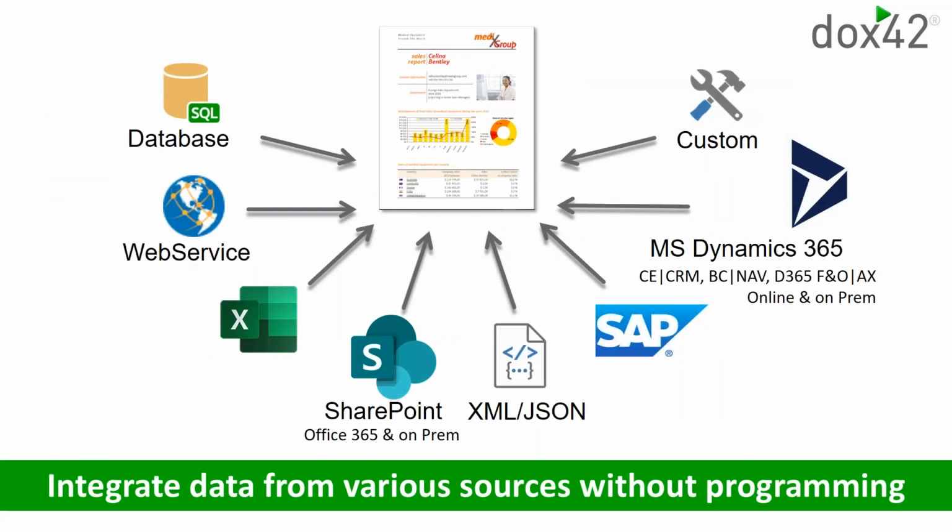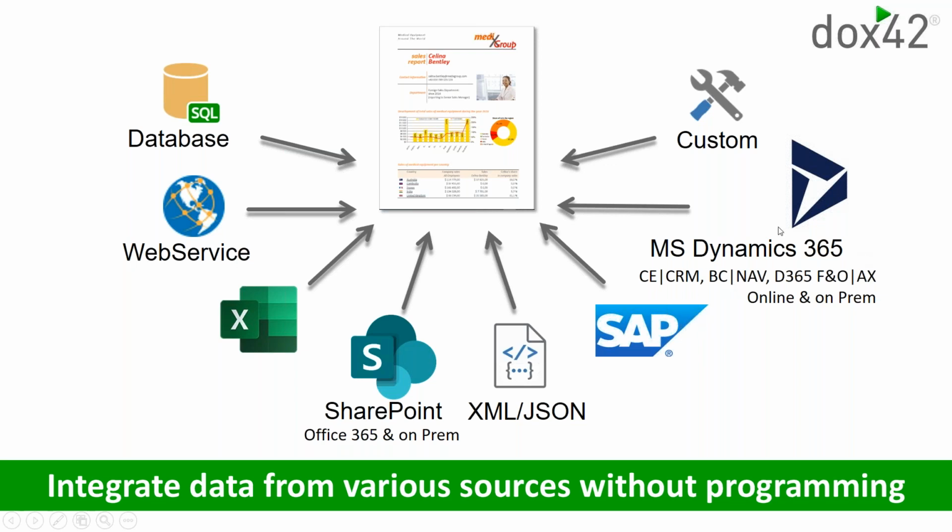This slide gives you a quick overview of what kind of data we can connect out of the box. Of course, all the SQL databases can be connected. Docs42 is also a web service, so we can connect to web services. Excel as a data source, of course SharePoint, and here it doesn't matter if it's on-prem or online. It could be hybrid, so it works with all the data sources from SharePoint. Then the XML JSON data source, even SAP.